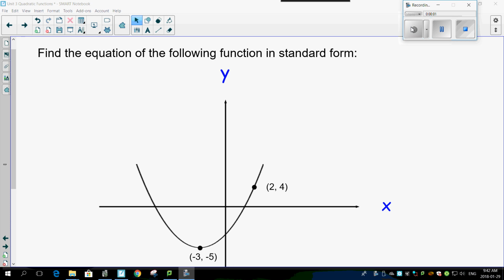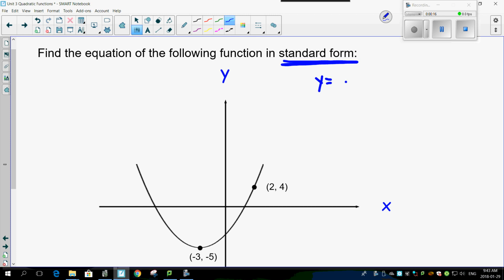Okay, here comes another interesting question. What if I gave you a graph that looks like this, but then instead of saying give me the equation in vertex form, I'm going to tell you I want it now in standard form. What is standard form? Standard form, remember, is y equals ax squared plus bx plus, yep, c. Uh-oh. Now we're having some problems, aren't we?